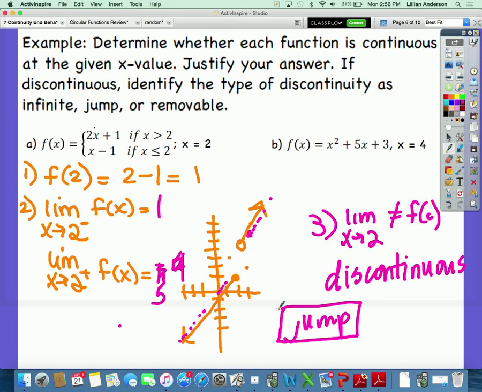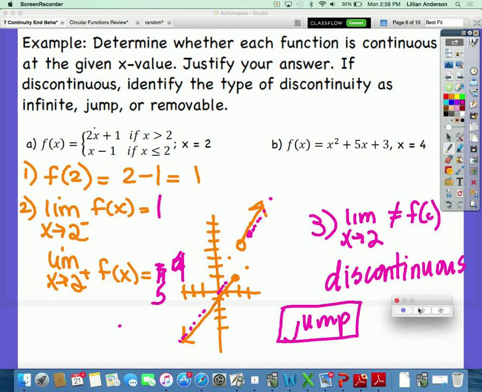How do you know it's a jump discontinuity? It's not infinite because we don't have any vertical asymptotes. The reason why we don't have any vertical asymptotes is because we do not have any denominators that we have to set equal to 0. We know it's not a removable discontinuity because we don't have any fraction or reciprocal type of functions. We're just dealing with linear functions, quadratics and so on. So, okay? Let's look at B.